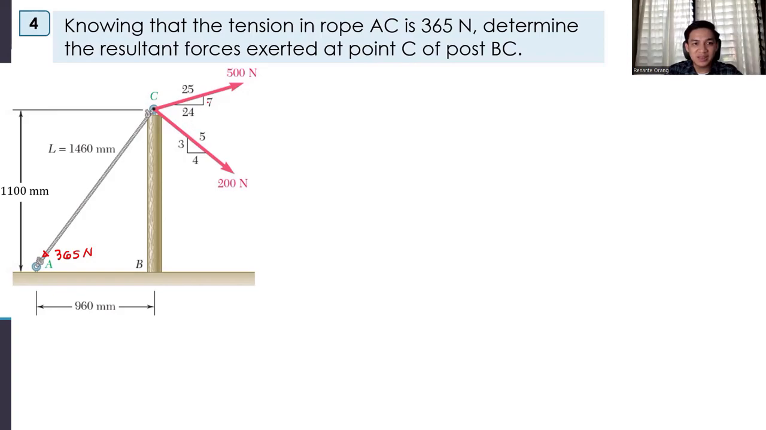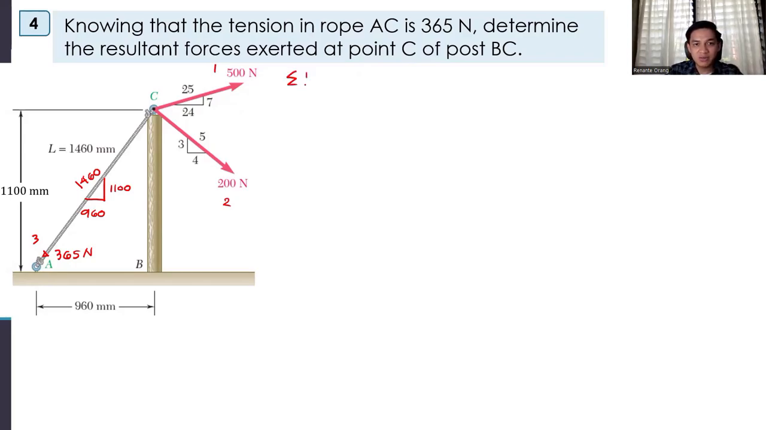Ang binigay sa atin is its rise and run and its hypotenuse. So, dito, lagyan din natin ng rise and run and its hypotenuse. So, this is 960. This is 1,100. And our hypotenuse is 1,460. So, overall, we have three forces. Pangalanan natin, force 1, force 2, and our force 3. So, same process pa din tayo. Kukunin muna natin si Rx, then Ry, then our resultant.